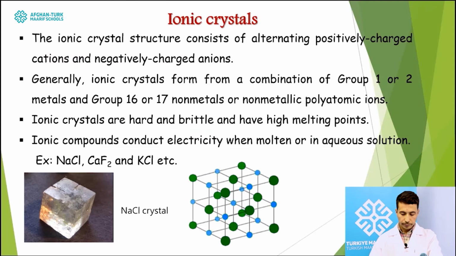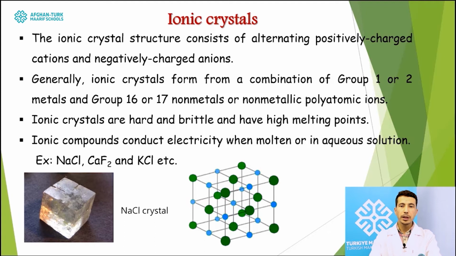What is an ionic crystal? Ionic crystals are those crystals or solids which have an ionic bond between the atoms. We know that in an ionic crystal there will be a positive ion and a negative ion, or we can say positively charged cations and negatively charged anions. Generally, these ionic crystals are mostly formed by the reaction of the first or second group of the periodic table with the 16th or 17th group, which are non-metals, like halogens.